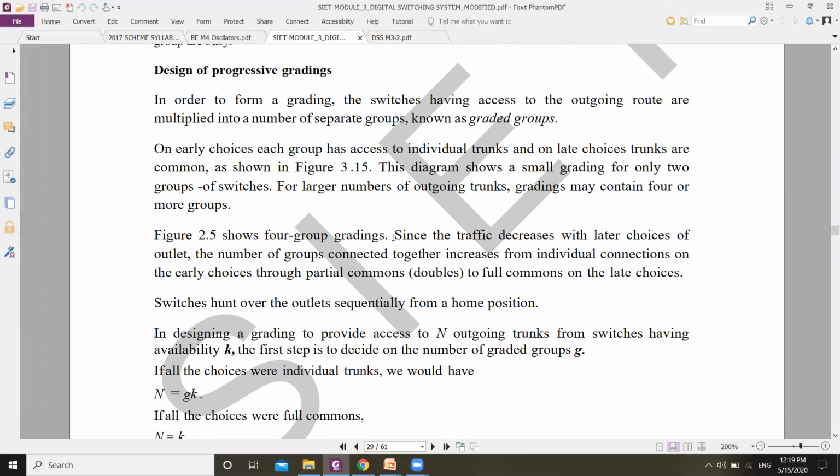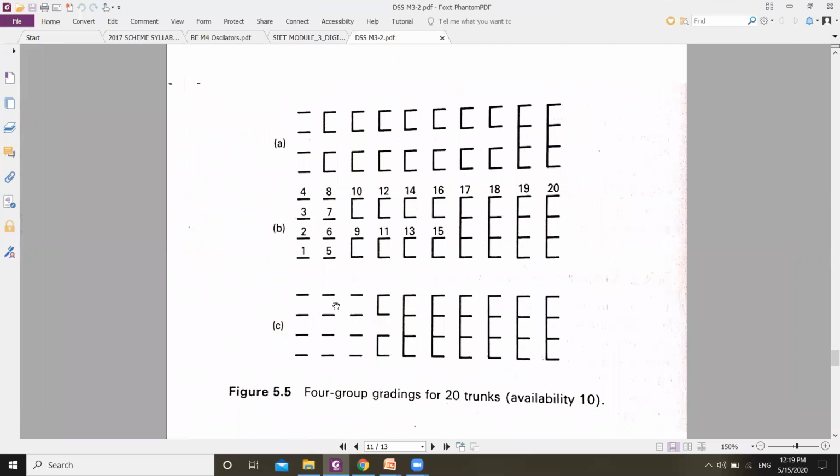The figure shows 4 group grading. Since the traffic decreases with later choices of outlet, the number of groups connected together increases from individual connections on early choices, through partial commons or doubles, to full commons on the later choices. What he's trying to say is, initially the traffic will be more. So whatever switches they have initially will be busy carrying the traffic. As the number of trunks increases, the traffic decreases.